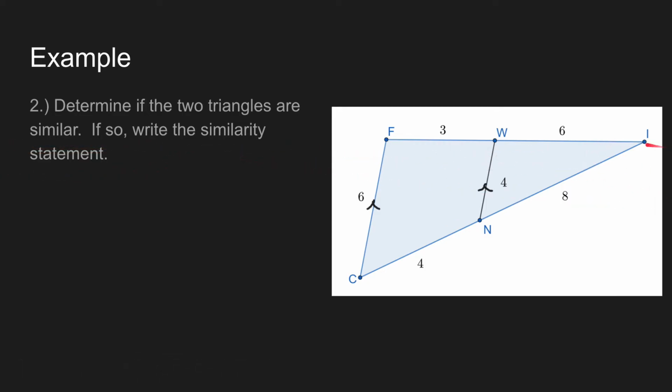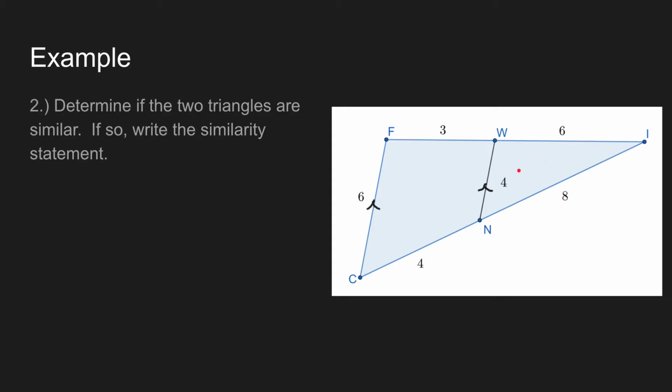Okay, and so what we're going to look at is we're going to compare all the different sides and angles. And hopefully you can see that this angle is congruent to itself, which is in this big triangle, and it's also in this little triangle, okay? So right now we know that these two angles are congruent, but we also know that angle F is congruent to angle IWN, and angle C is congruent to WNI, because these two lines are parallel here, so we have corresponding angles.